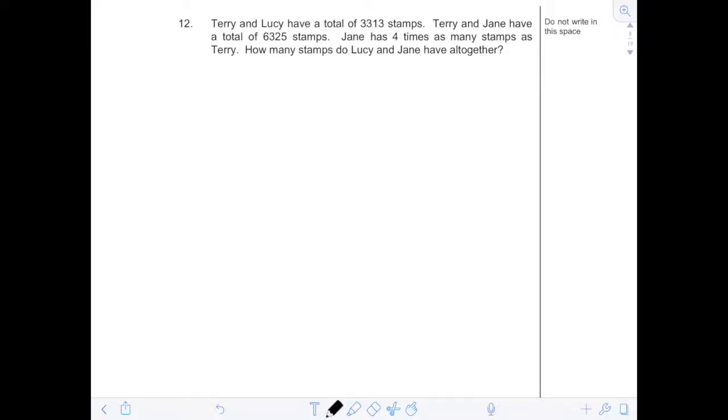Alright, for question 12, Terry and Lucy had a total of 3313 stems. Terry and Jane had a total of 6325 stems. Jane has 4 times as many stems as Terry. How many stems do Lucy and Jane have together?